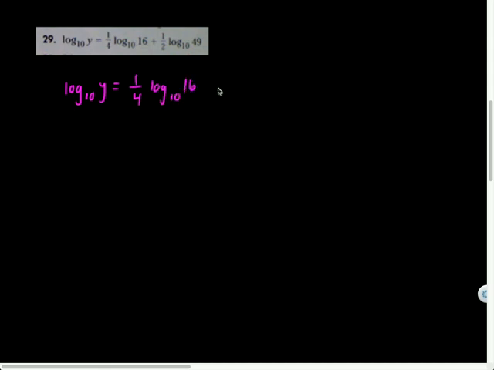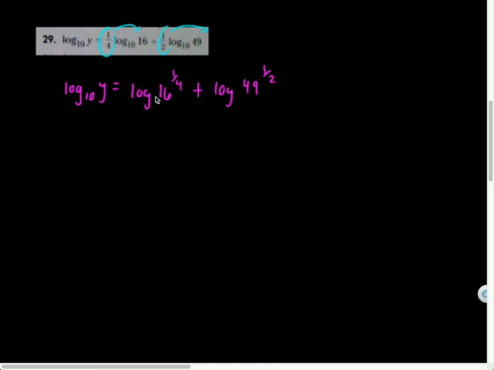Here we go. Oh wait, why am I just writing that all out again? The first thing I should do is deal with these powers. Okay, general outline. I want to write each side as a single logarithm. The left-hand side is already a single logarithm. The right-hand side, I'm going to have to combine. So that's going to be log of 16 to the 1/4 plus log of 49 to the 1/2.